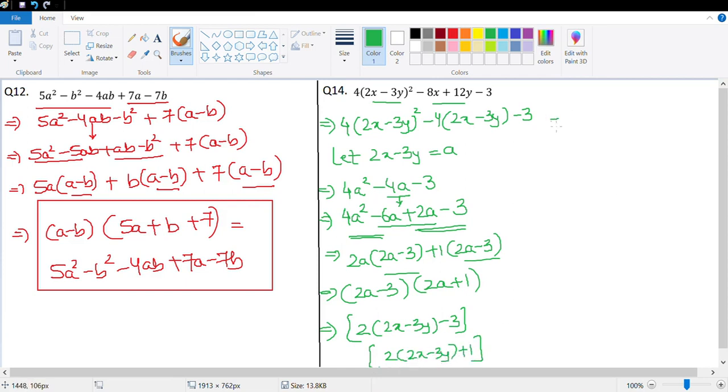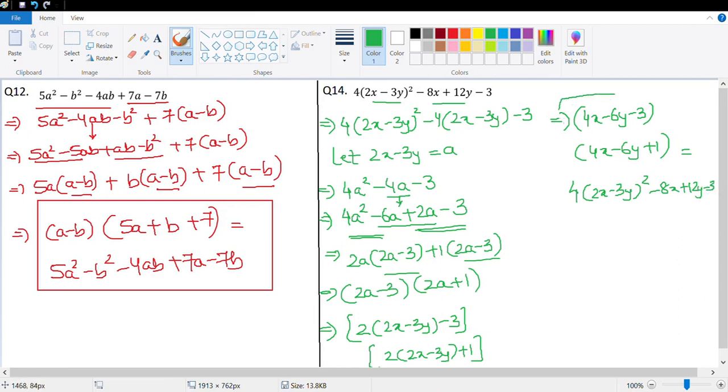Let's open these brackets. So what we have is 4x minus 6y minus 3 multiplied with 4x minus 6y plus 1. And this is equal to 4 times 2x minus 3y the whole square minus 8x plus 12y minus 3. So that's the final answer, the way you should be representing it in your exam if you want complete full marks. Good, let's move on to the next one.